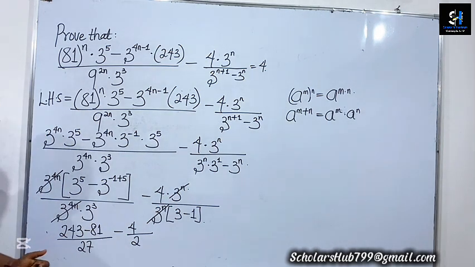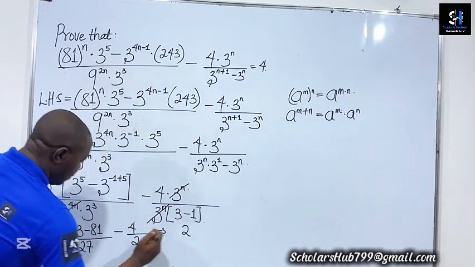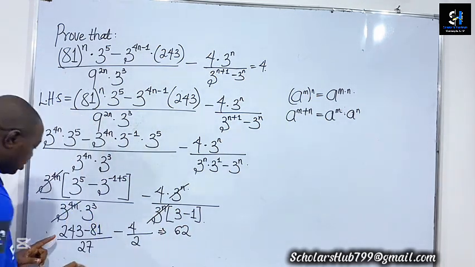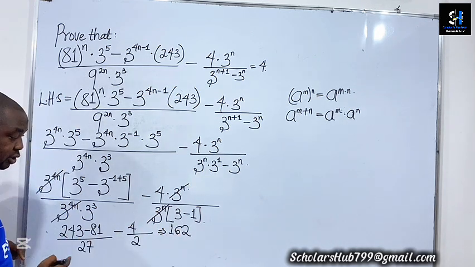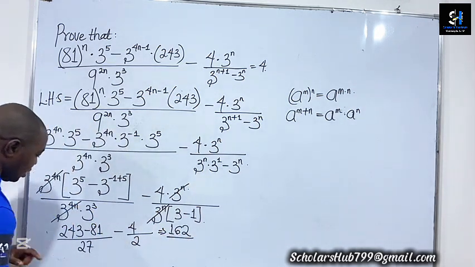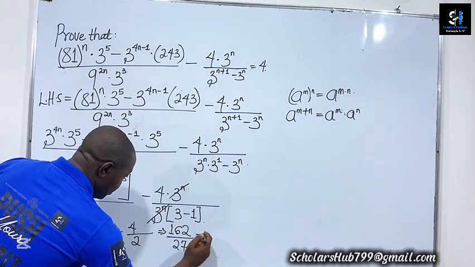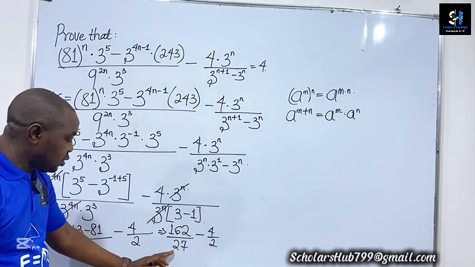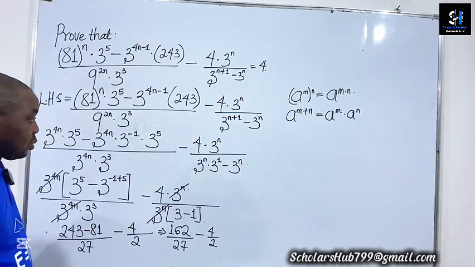In this case, 243 minus 81 is 162, and 3 minus 1 is 2, so we have 162 divided by 27, then minus 4 over 2. Now, 162 divided by 27 will be 6.